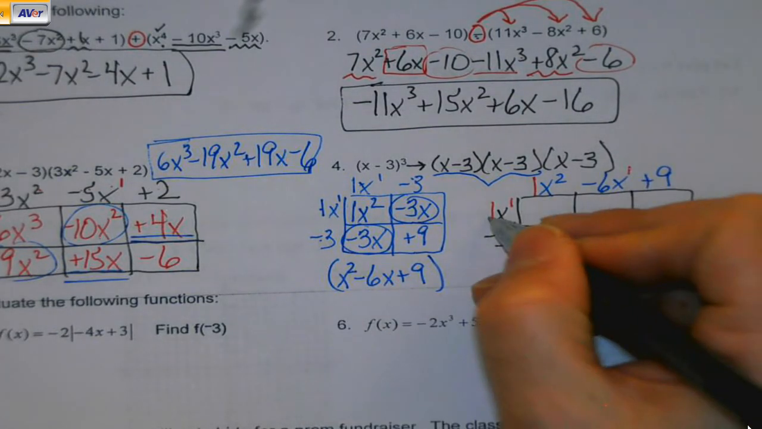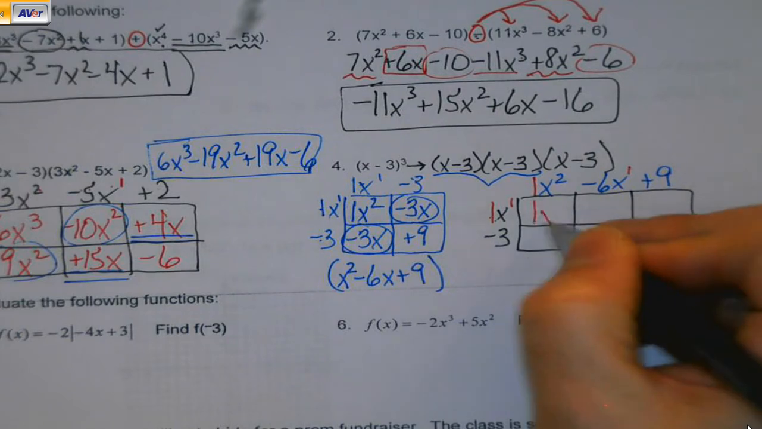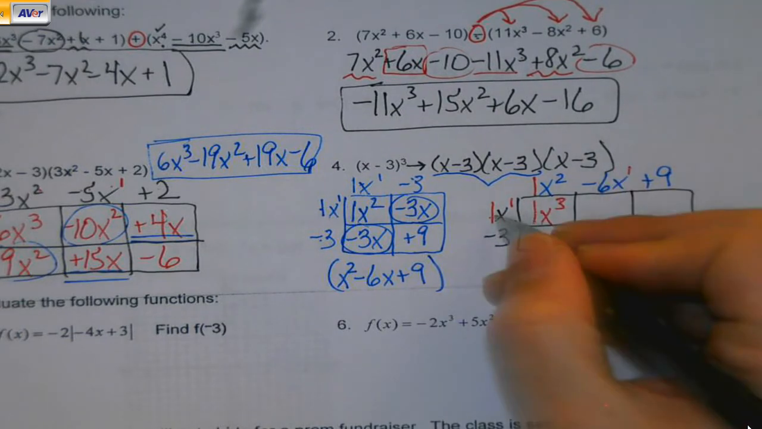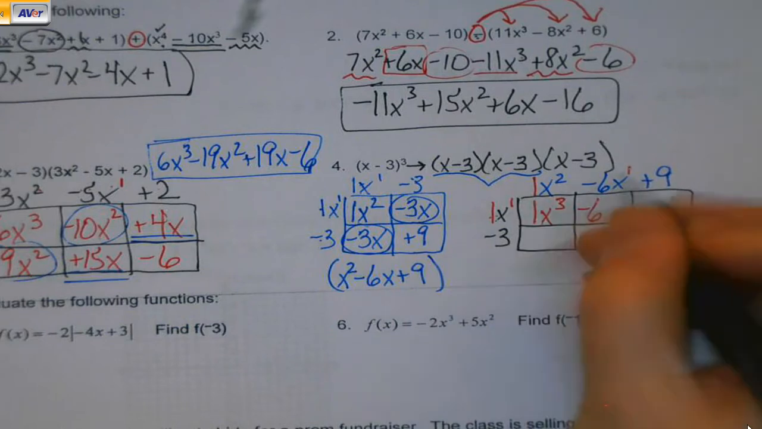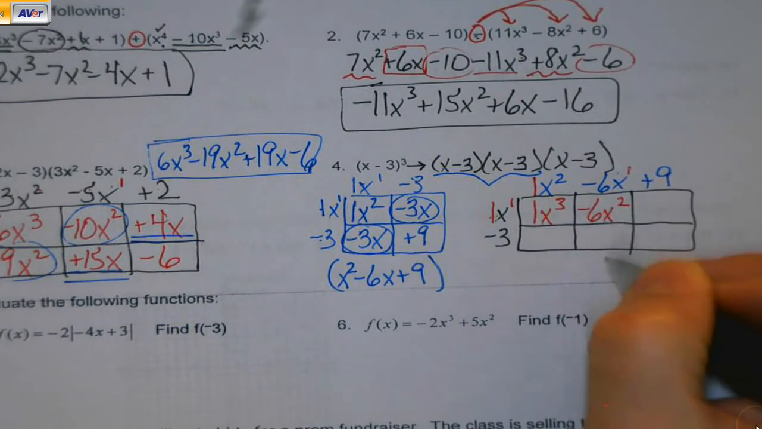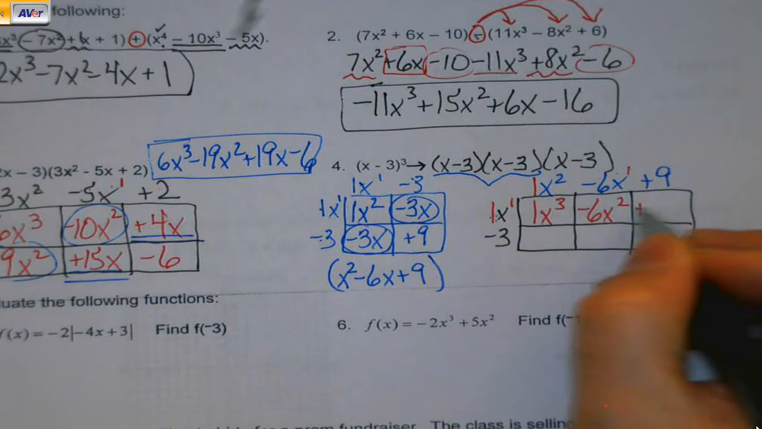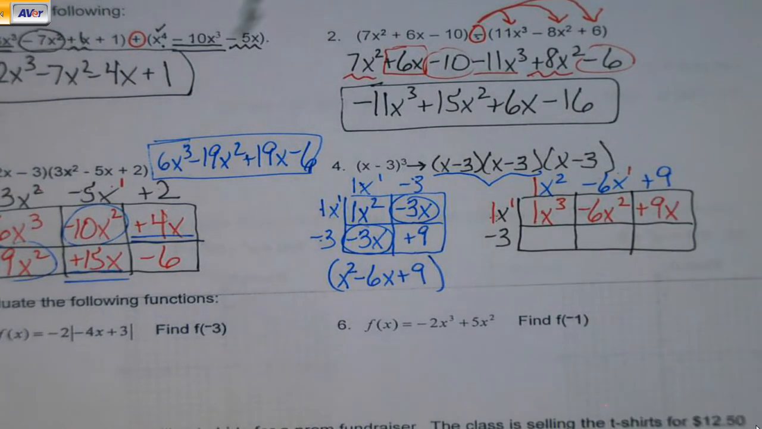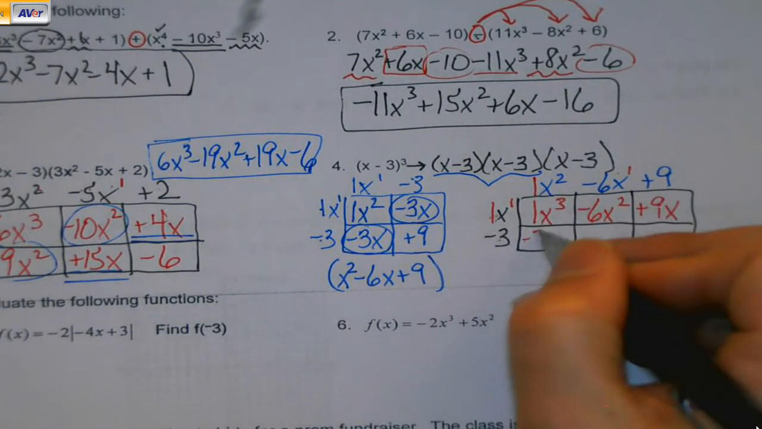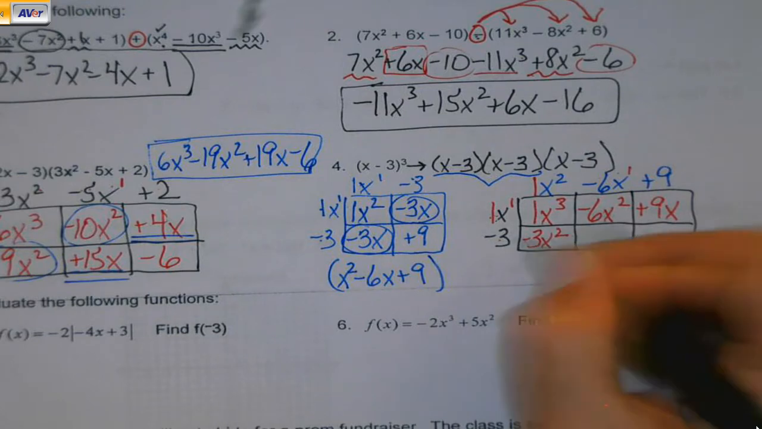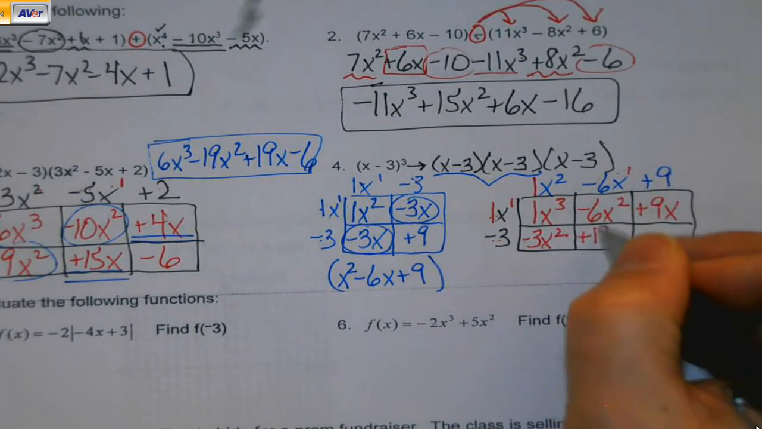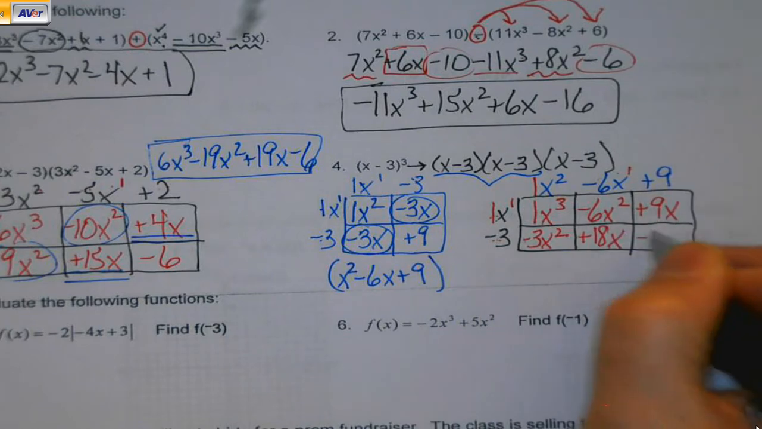So we're going to multiply coefficients, add exponents. Multiply coefficients, add exponents. Multiply coefficients. Just keep multiplying coefficients, because that's all I got left to do at this point.